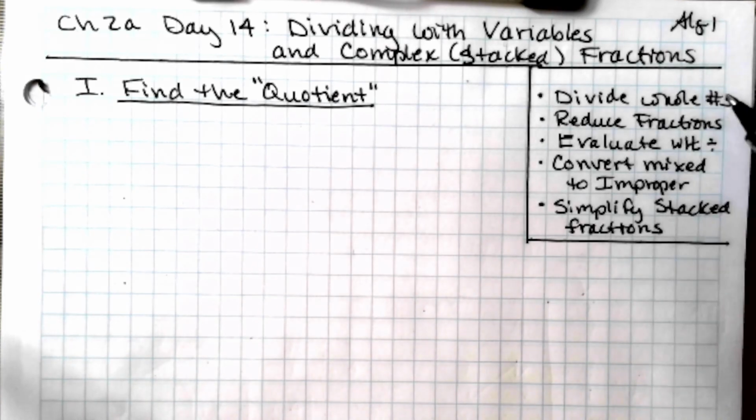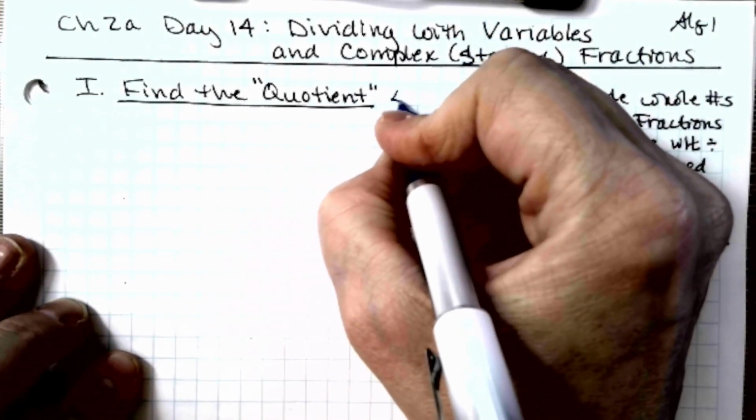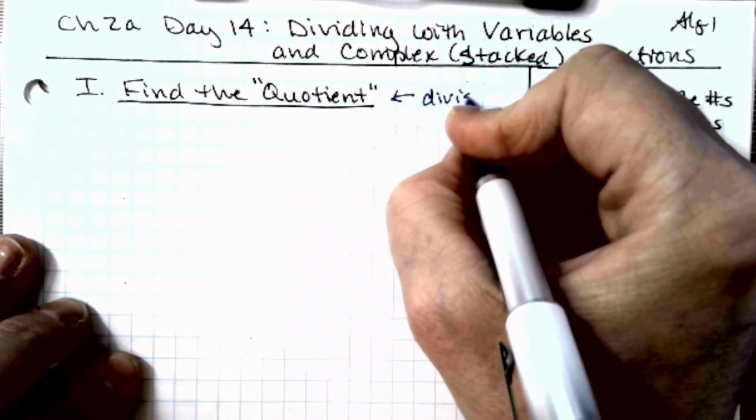At the same time, we're going to cover how to divide whole numbers, how to reduce fractions, how to evaluate with division, how to convert mixed to improper. These are all skills that we've covered before in much greater depth. So if you are still stuck, then look back in your notes and watch the videos that show additional examples of these. So the first topic is to find a quotient, and the word quotient means the result of division.